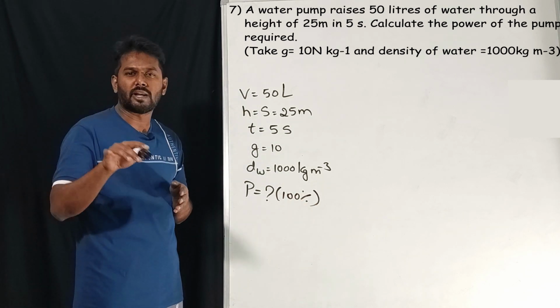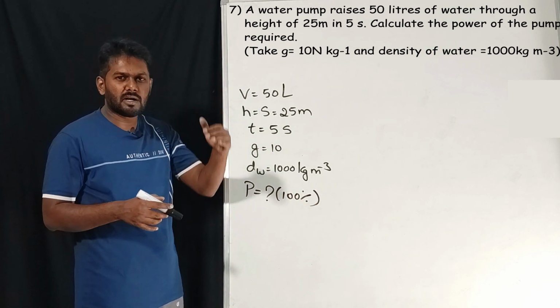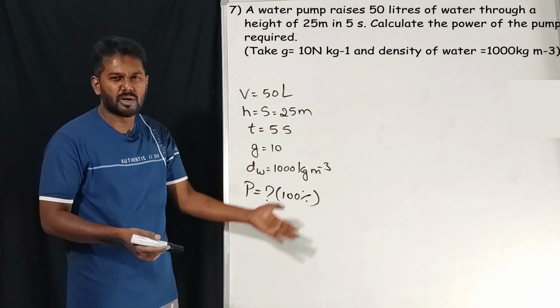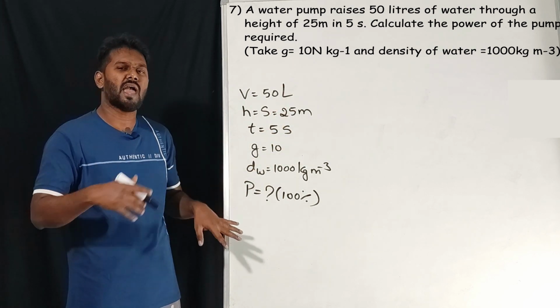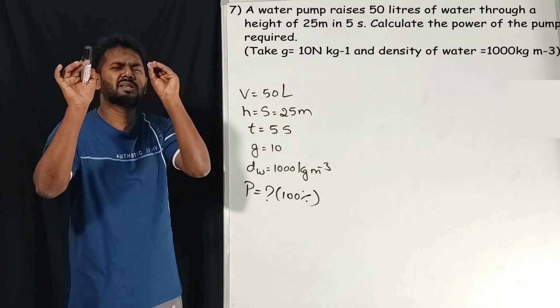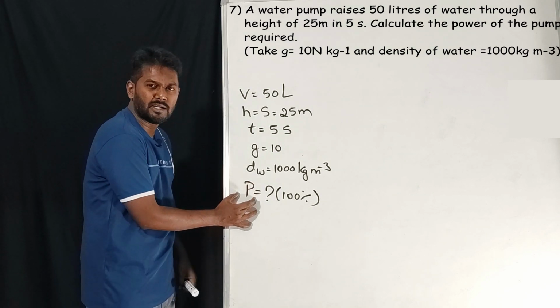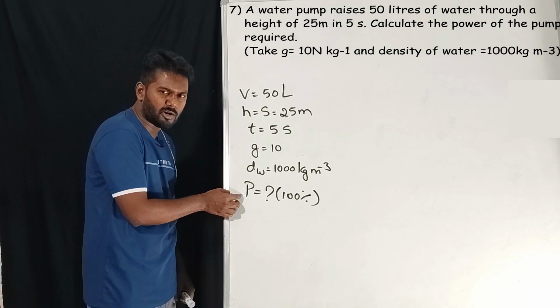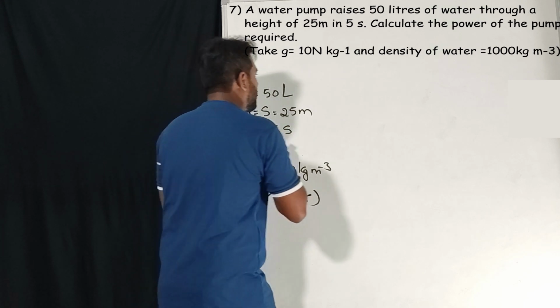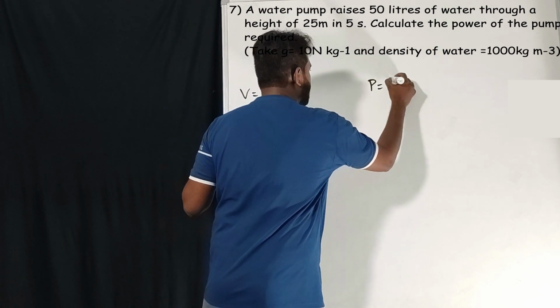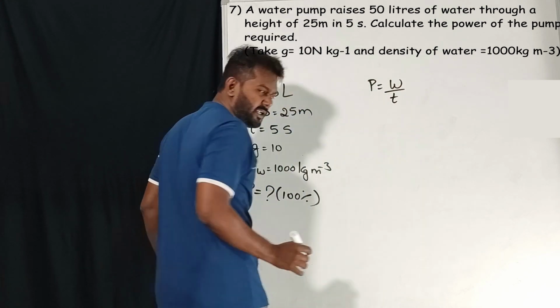This question might look tricky, but if you know the method of how to derive the formula in the numericals, it is very easy. I am going to teach you how to do it. Very simple. Listen, first write the formula for power. That is what we are going to find, right? Power is equal to work done by time, correct?